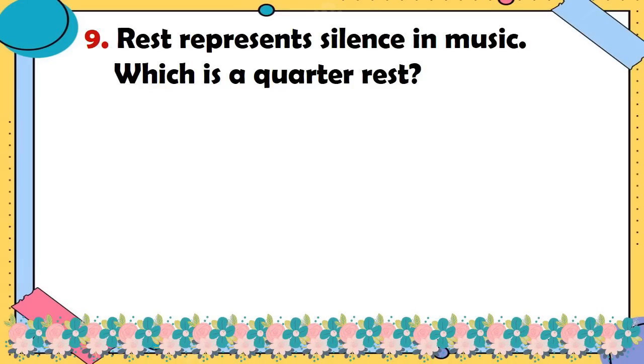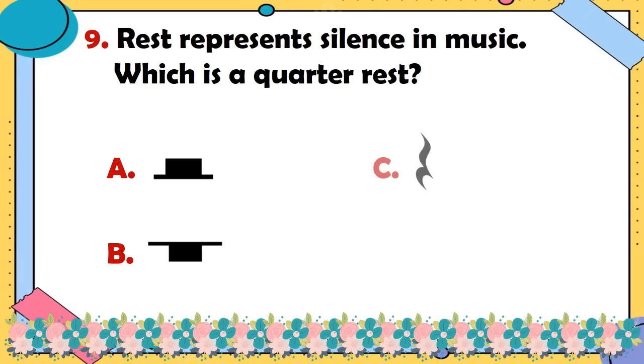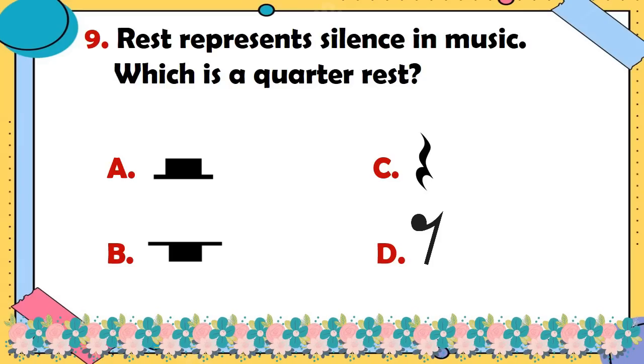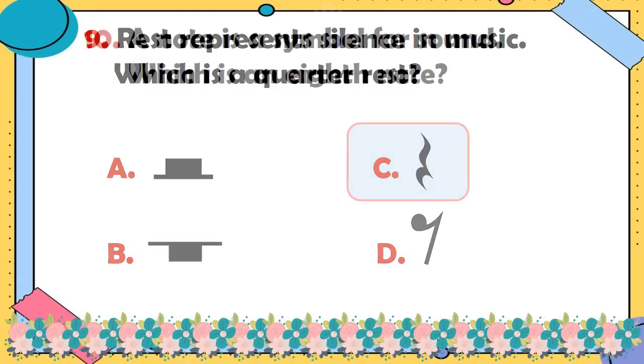Number 9. Rest represents silence in music. Which is a quarter rest? A, half rest. B, whole rest. C, quarter rest. D, eighth rest. What is the answer? Very good. The answer is letter C, quarter rest.